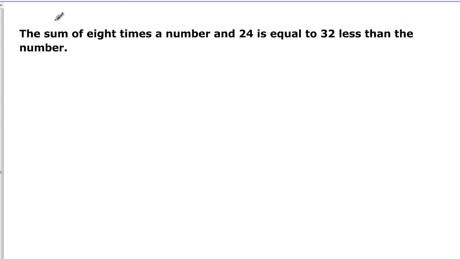Finally, the sum of 8 times a number and 24 is equal to 32 less than the number. So again, let's go through this. The sum of 8 times a number, let's let it be n this time, and 24, so this is my other value that I need, is equal to, that's obvious, that's equal, 32 less than, so remember this means that we have to switch the order, less than the number which is n.